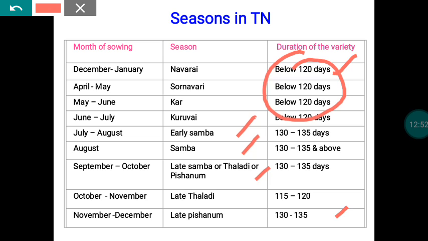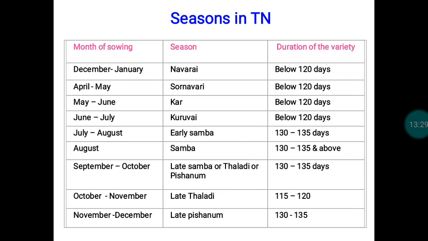more, and because of that, in samba as well as late pisanam or late thaladi, during that time we can cultivate varieties with a longer duration, that is more than 130 days. Whereas during Navarai, Sornavari, Kar, Kuruvai, the sunlight intensity will be more and water availability is also a limiting factor. So because of that, during that time, we can better cultivate varieties with a shorter duration of less than 120 days. So this is the season with reference to Tamil Nadu for cultivation of rice.